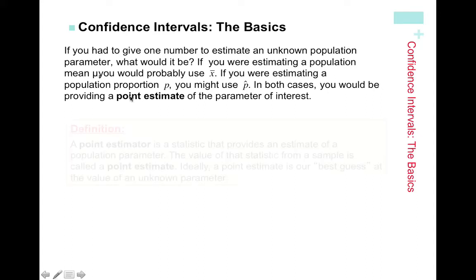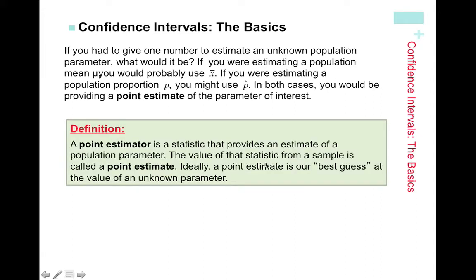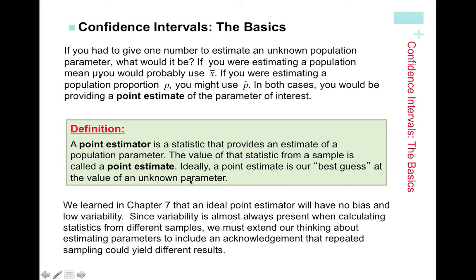Remember we had a term called a point estimate. So a point estimate is a statistic that provides an estimate of a population parameter. So we can use x bar to estimate mu, or we can use p hat to estimate p. So it's just one value. It's the best guess at the unknown parameter. Back in the other chapter, ideally we're trying to get a point estimator that has no bias and low variability.